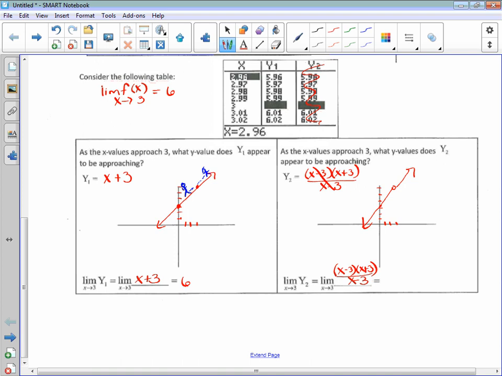Don't overthink it, guys. It is also 6. Okay? So again, you've got your little person. You're walking on this graph. You're walking towards an x value of 3. What y value are you getting close to?